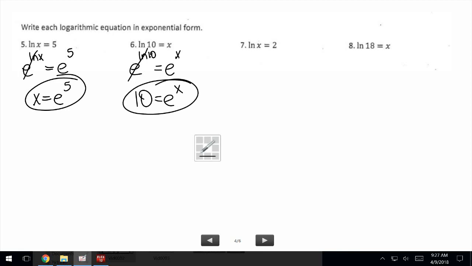All right, you try 7 and 8. 7 and 8 are yours. Go. Make sure you're writing some steps in. That way, when I give you a checkpoint on it, you know what to do. Write some steps in.